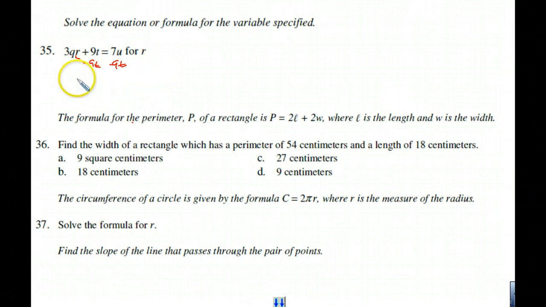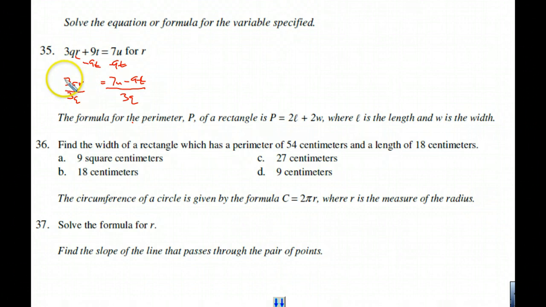Both sides. We'll have 3qr equals 7u minus 9t. There we go. And then divide by 3q on both sides.